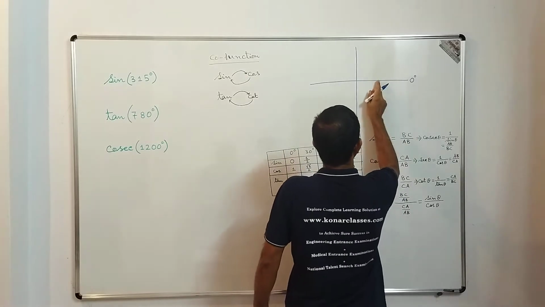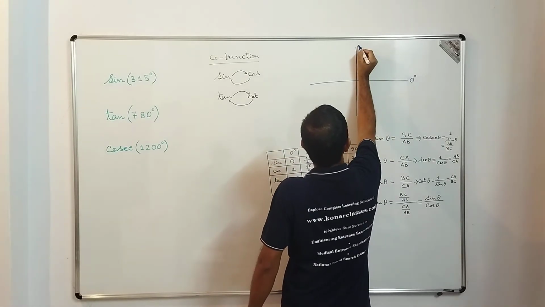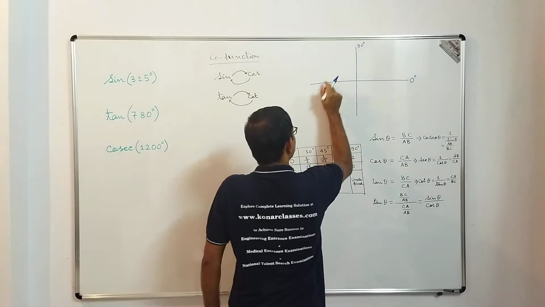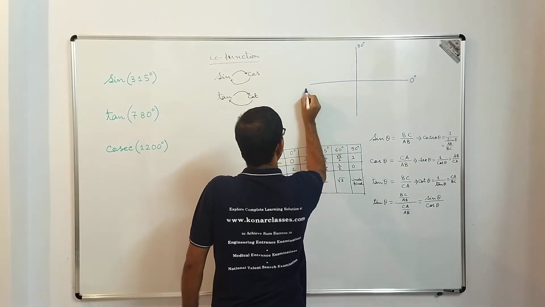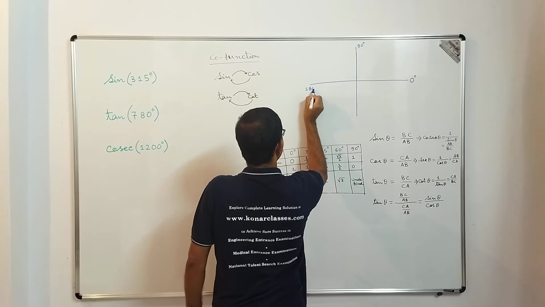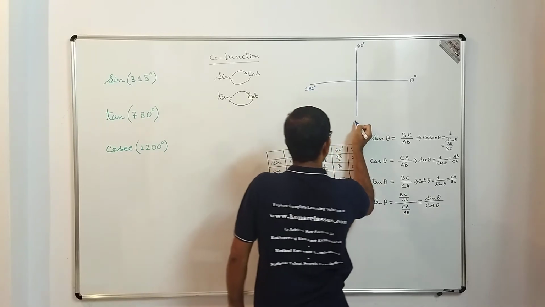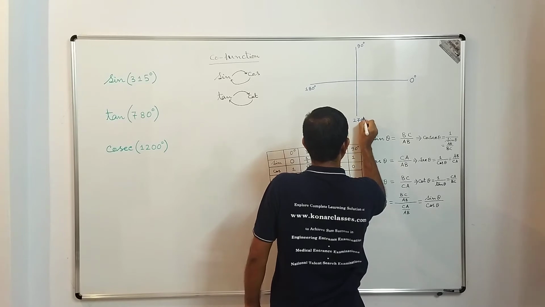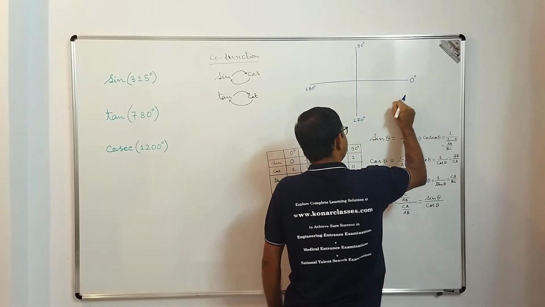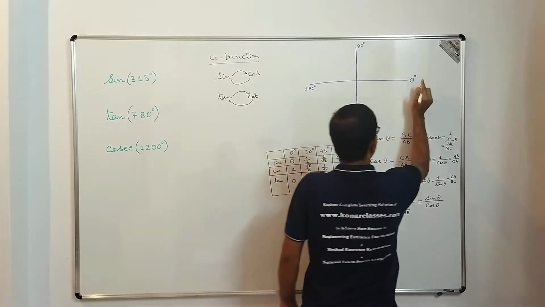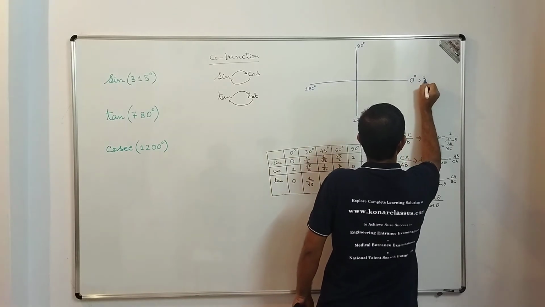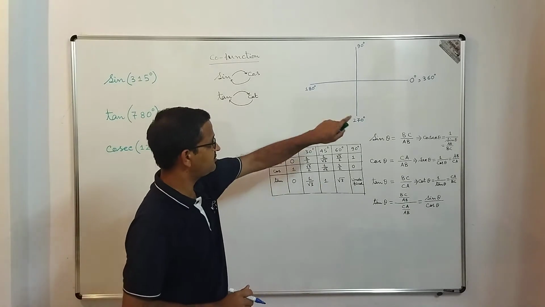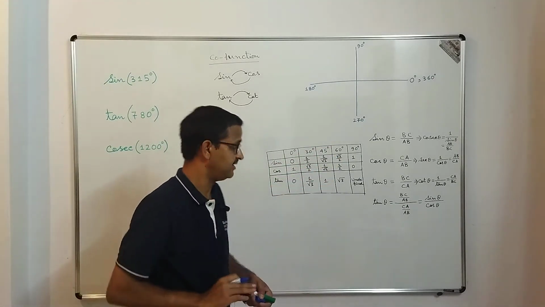From 0 degree, you come in the counterclockwise direction, then you get 90 degree. Again you come in the counterclockwise direction, you get 180 degree. Again you move 90 degree in the counterclockwise direction, you get 270 degree. And again you go 90 degree further in the counterclockwise direction, you get 360 degree. So here 0 and 360 degree are actually coinciding in this context.